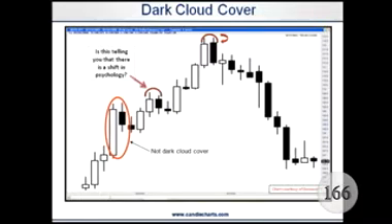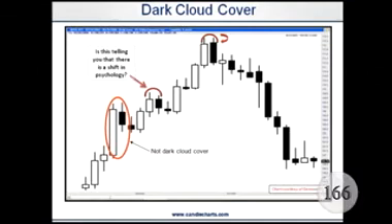Now, this would probably be picked up as a dark cloud cover in the recognition software. But now you have to use your extra insights to think about what this dark cloud cover is saying. Is it enough of a signal to act upon? So, because the black candle got below the middle of the white candle.